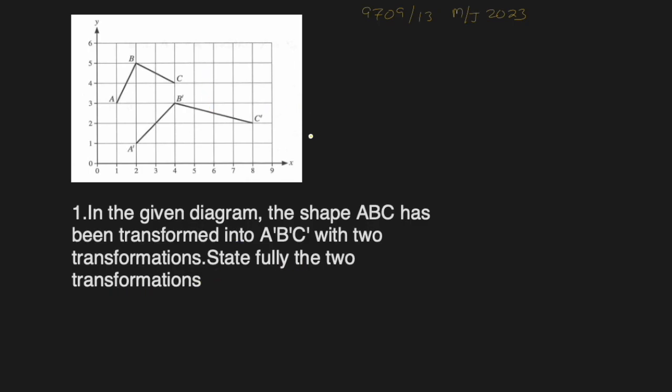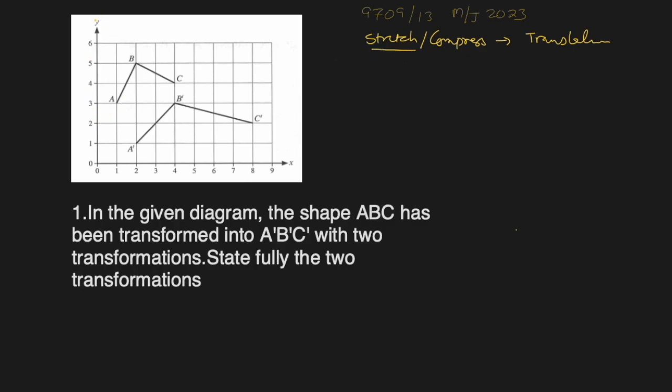Okay, so we know that transformations take place in this sequence. First, stretch or compression takes place, and then translation. There is no reflection in this, so we will not consider it. So let's talk about stretch first.